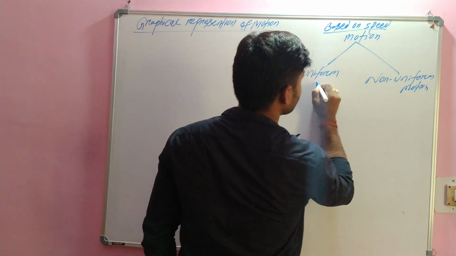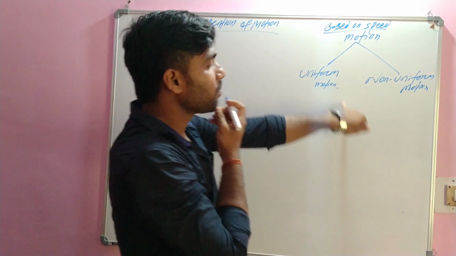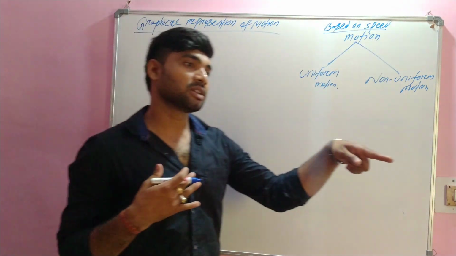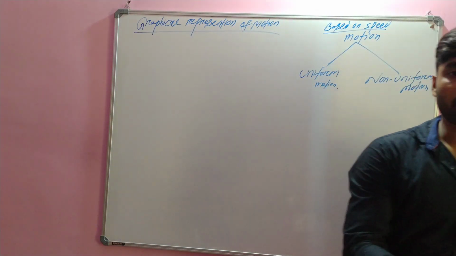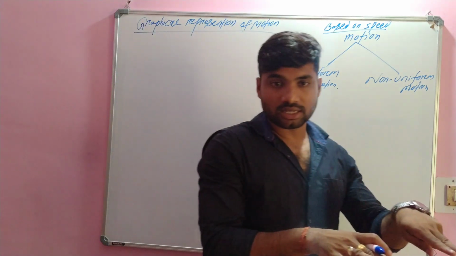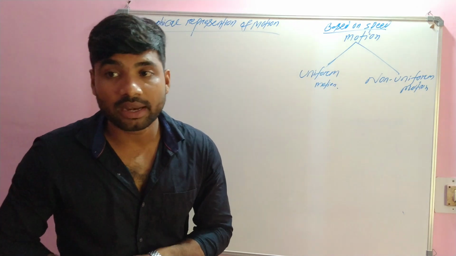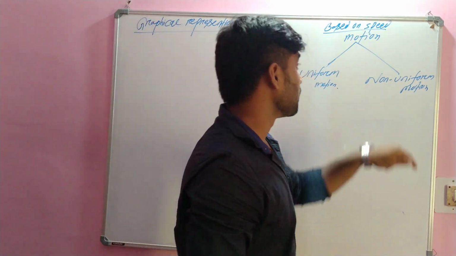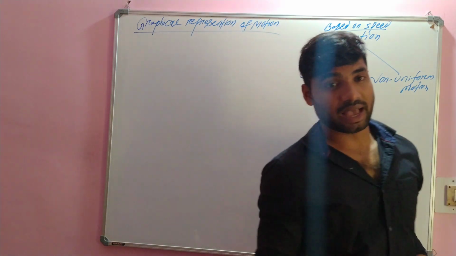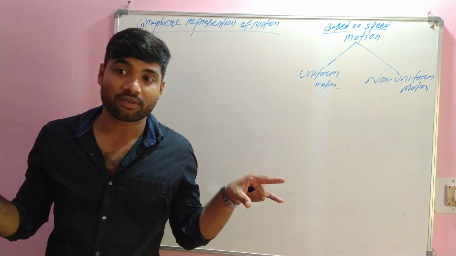There is uniform motion and non-uniform motion. What is uniform motion? Uniform motion means the equal distance covered by an object in equal intervals of time. Non-uniform means not equal. That means the distance varies in equal intervals of time.